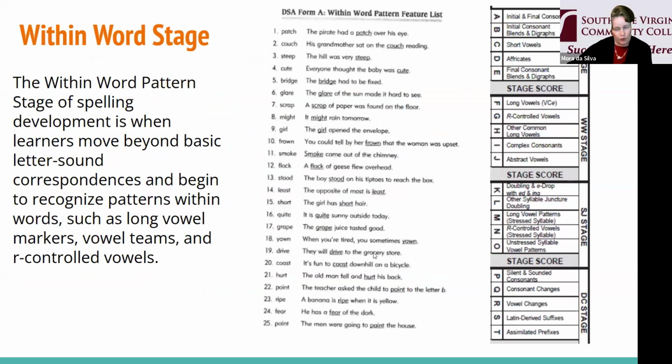All right, let's move on to within word stage. So we were looking at letter name stage. Now we're going to look at within word pattern stage. This is when they're moving beyond the basic letter sound correspondences. They're looking at long vowel markers, vowel teams, the R-controlled vowels. So this is what's happening as far as the features in this assessment here.